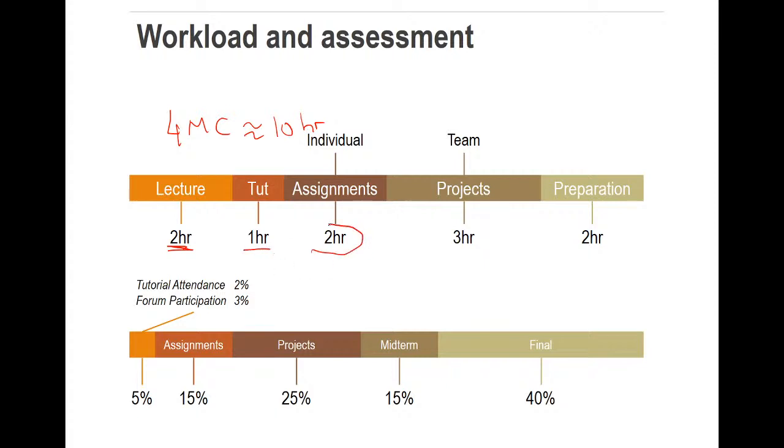Assignment is not exactly 2 hours per week, because we only have 3 assignments, which I will explain later. But roughly, during the semester, it will be about 2 hours per week on average. Projects also: I try to split the deliverables into 4 so that roughly every week you will have to do about 3 hours of work. Preparation is about 2 hours.